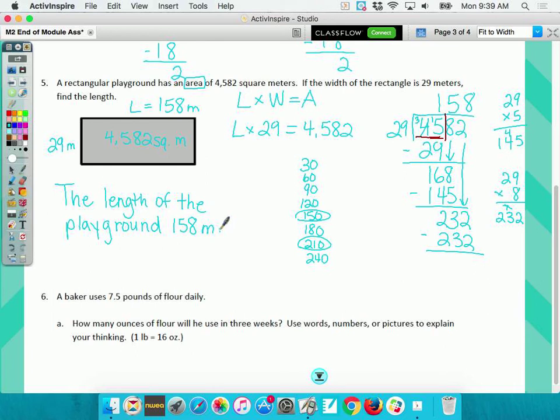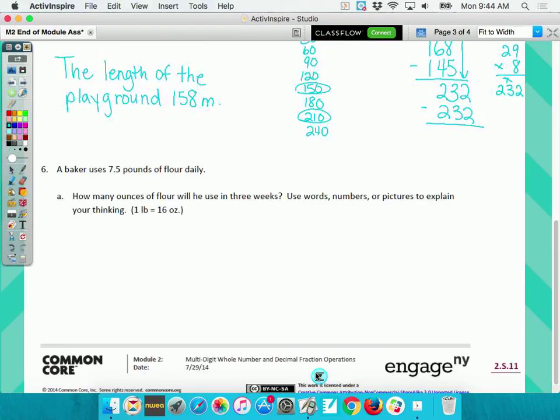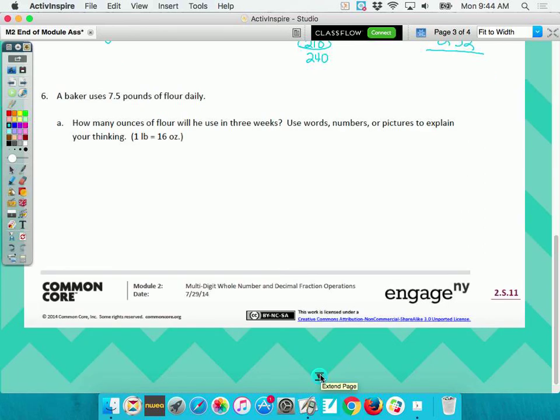Okay, so I told you I'd give you a little break. Okay, let's take a look at this one. This problem goes together, so there are 5 parts, and each one depends on the previous part. So we're gonna take it slow. It says a baker uses 7.5 pounds of flour daily. How many ounces of flour will he use in 3 weeks? Use words, numbers, or pictures to explain your thinking. Okay, and it says 1 pound equals 16 ounces. That's good. We needed that information, didn't we?